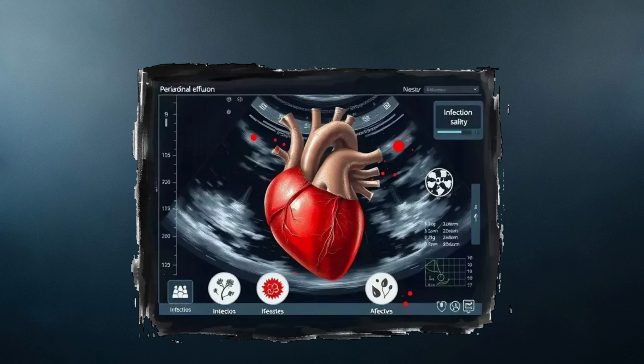In today's session, we'll be talking about acute pericarditis, its presentation, investigations, management, and prognosis. Let's dive in. Pericarditis is simply the inflammation of the pericardium, the protective sac around the heart.